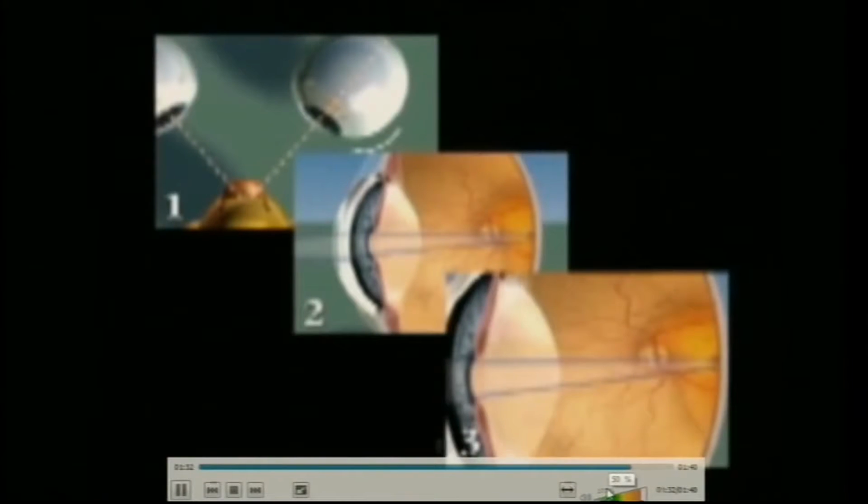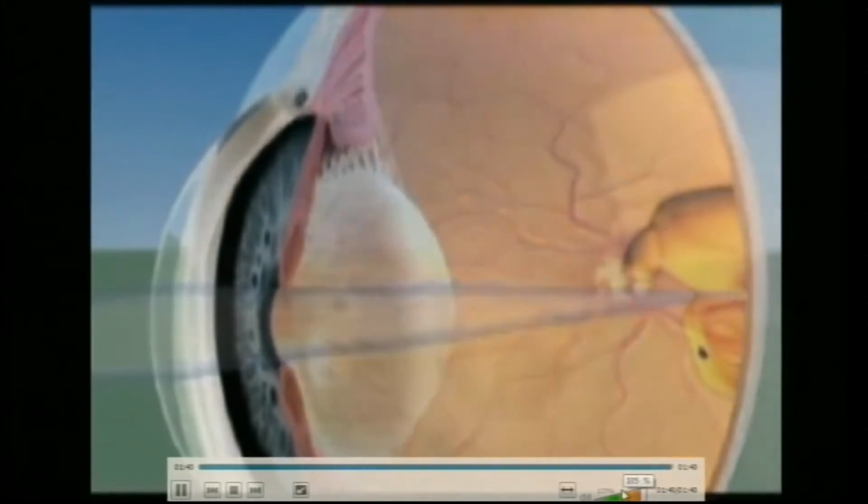Combined convergence, pupillary constriction, and rounding up of the lens all function to keep an object in focus as it approaches the eye. So basically these are the three parts which we have seen.